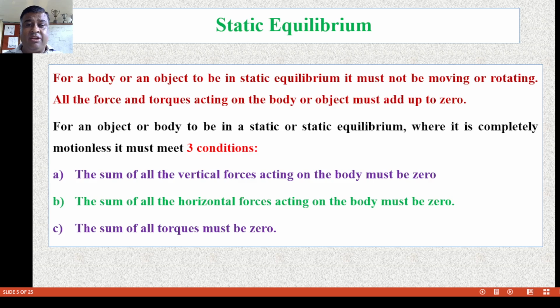Now, first, static equilibrium. Static equilibrium is where the body is in a stationary position, no movement is required, and no rotating force is required. All the forces or any torque acting on the body or object must add up to zero. Under this, there are three types of motionless conditions. First is vertical, meaning the sum of vertical forces acting on the body must come to zero. Second is horizontal, the sum of all horizontal forces acting must be zero. And next is torque, the sum of all torque, meaning rotatory, must be zero. Any type of rotational movement comes to a zero position.